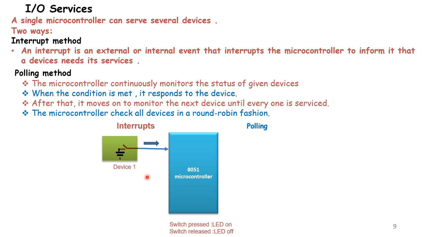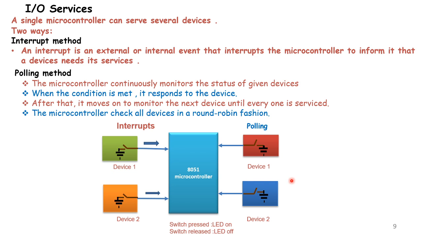Device 1 and device 2 get controlled by the interrupt service, and the next device 1 and device 2 get service from the polling method. So when device 1 wants to interrupt the microcontroller using the interrupt service method, it wants service from the microcontroller, presses this button, enables the signal, and the microcontroller services or processes that interrupt. So this is the method used in interrupts.